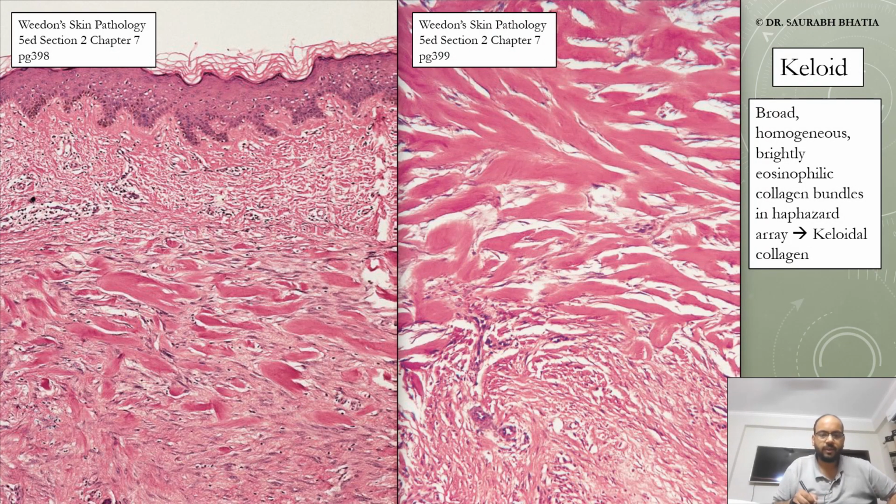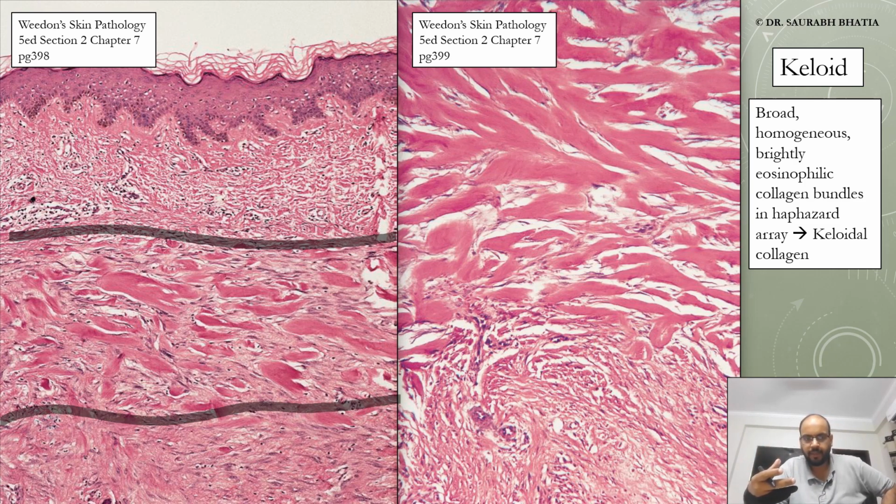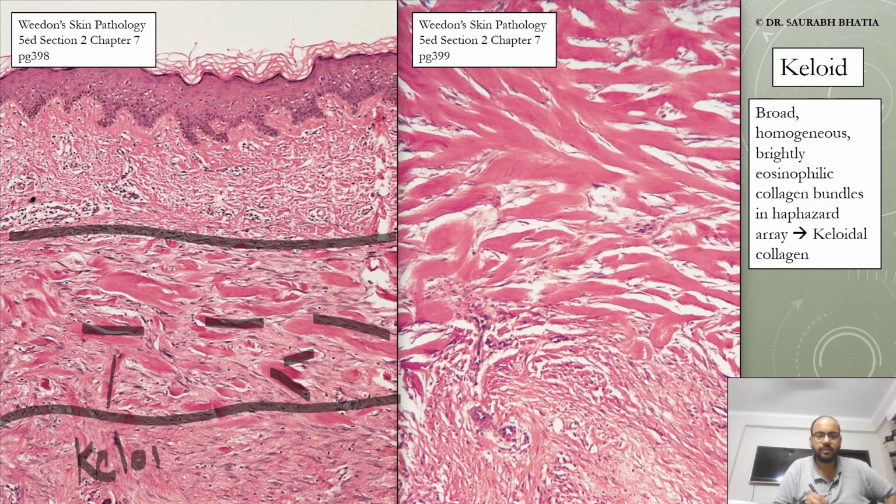So look at this now. Look at this, such a beautiful picture I've taken from Weedon's. If you look at the middle segment, can you see how broad and highly red colored they are? Broad, homogeneously stained, bright eosinophilic collagen bundles, and they are not in a storiform pattern. Okay, they have a haphazard array. They are going in different directions. Like this one is going up, this one is going sideways, longitudinally down. Haphazard arrangement, brightly stained, eosinophilic collagen, keloidal collagen. So this is nothing but keloidal collagen.